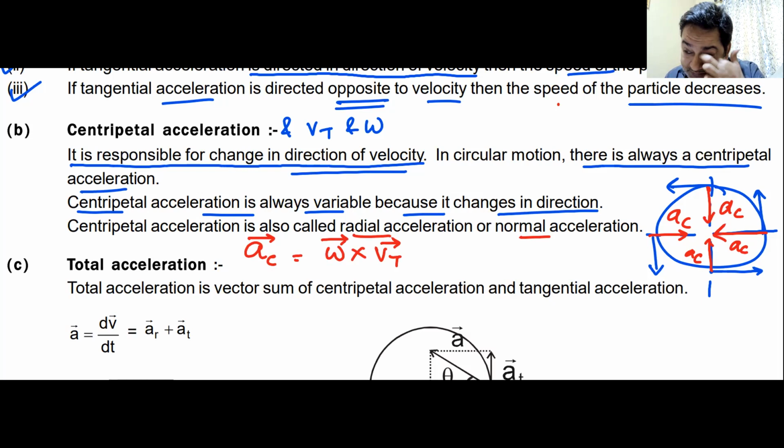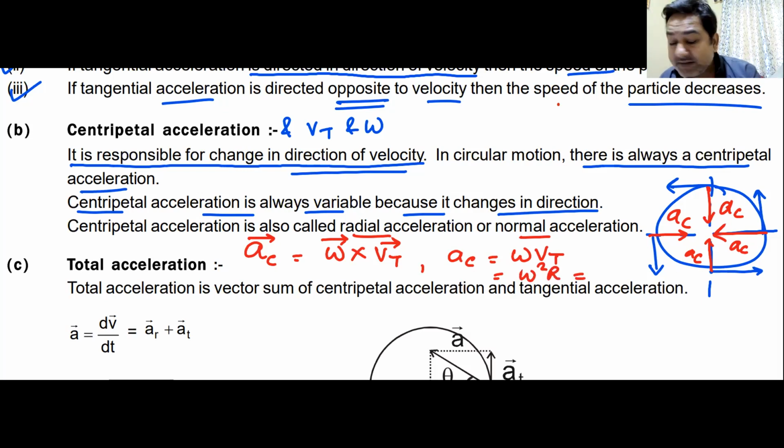Why is it like this? It is just like this. It is the cross product of omega with Vt. If I want to write it in the scalar form, AC can be written as omega multiplied by Vt. This is one way of writing it. The other way is, you can write Vt as omega into R, so this becomes omega squared into R.